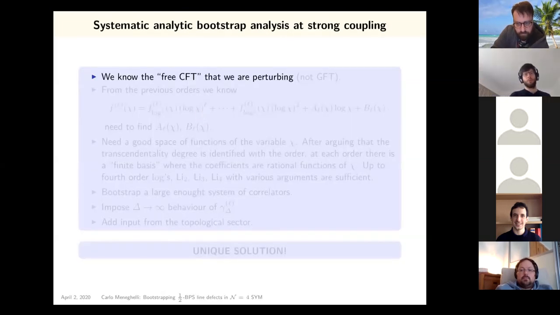So now what are we going to do? We know the free CFT, but be aware it's not generalized free theory. So the free CFT is what we are going to perturb. We know all the correlation functions there.